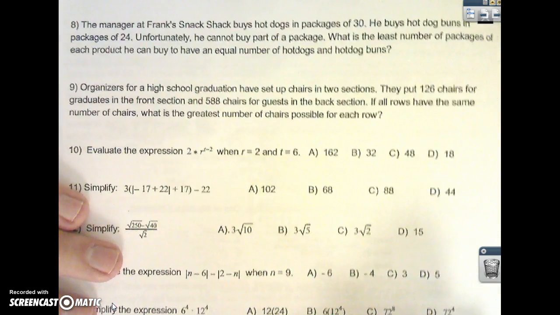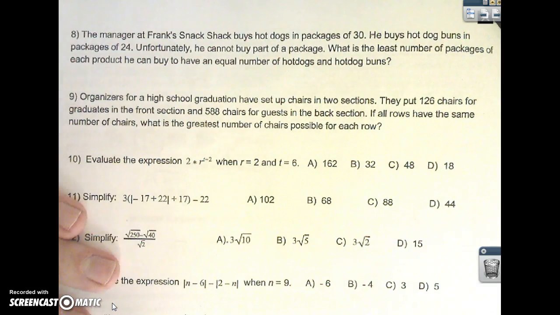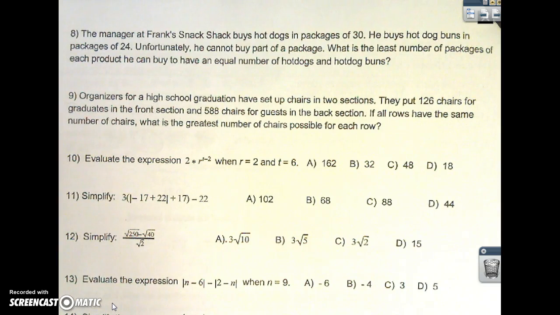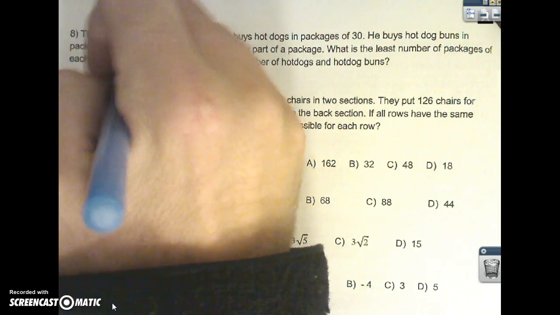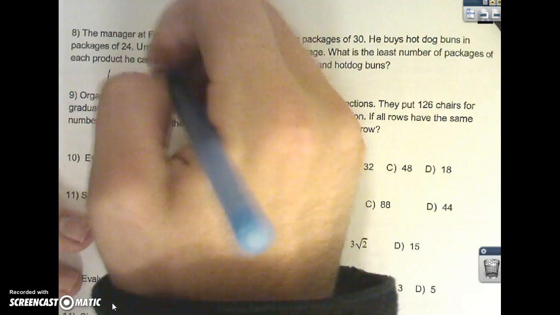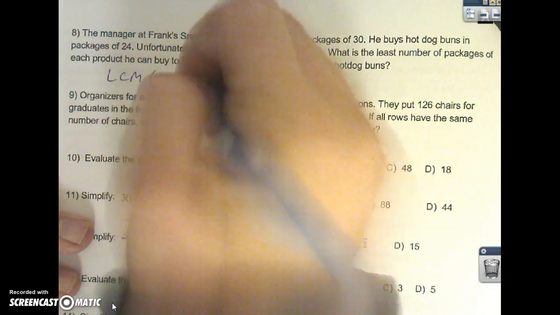Okay. Go to our back page. See if we can get one more done before we take a little break. The manager at Frank's Snack Shack buys hot dogs in packages of 30. He buys hot dog buns in packages of 24. Unfortunately, he cannot buy part of the package. What's the least number of packages of each product he can buy to have an equal number of hot dogs and hot dog buns? So we're looking at LCM here. We're going high. The LCM between 24 and 30.